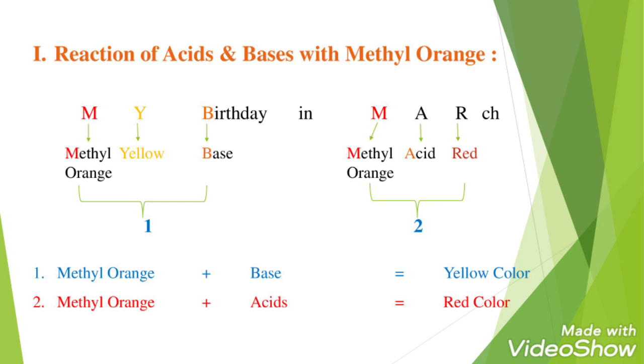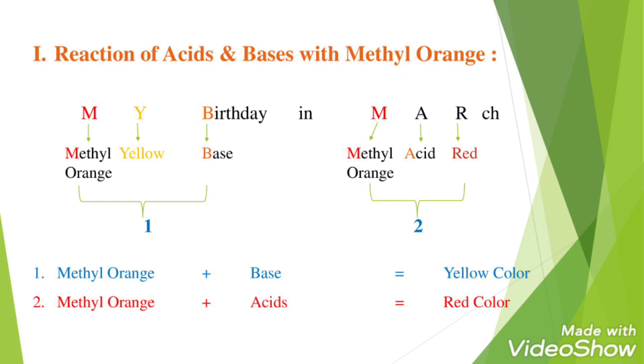Take the first word, my. M means methyl orange, Y means yellow. My, methyl orange, yellow. B for base. When methyl orange reacts with base, you will get yellow color.